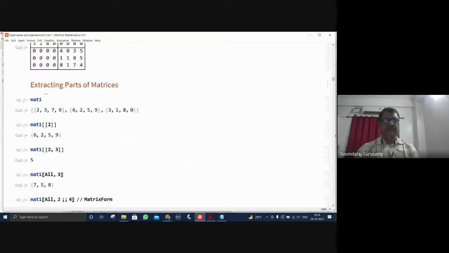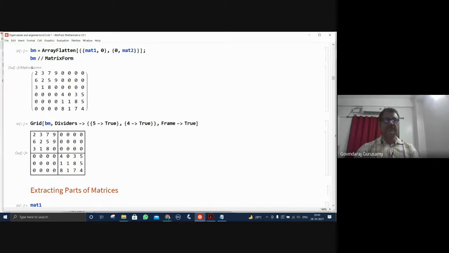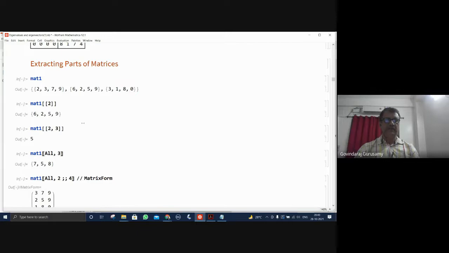So let's see this: extracting the parts of the matrices. You have so many elements in this matrix. If you want to pull them out one by one, in whatever way you like, you can take them out. For example, 2379 6259 3180. If I write like this, see what's happening. Mat1 is this. Mat2, if I take out, 6259. 6259 is the 2. Double bracket 1, the whole thing has been taken out. Mat1, 2, 3. Mat1, 2, 3, the second row, third element, is the 5.